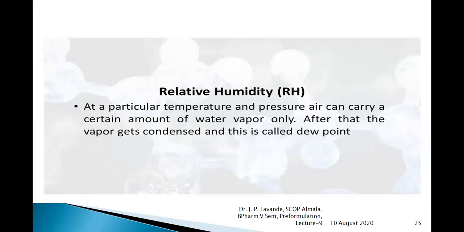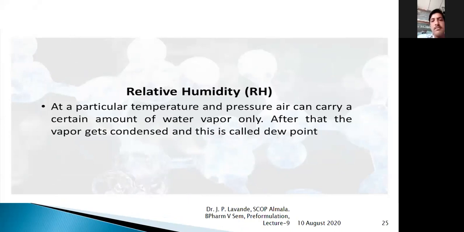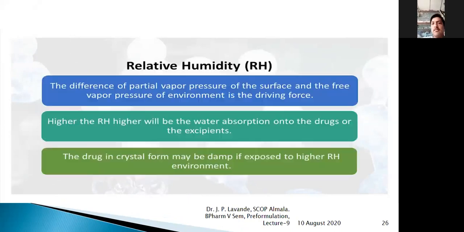Now, what is the relative humidity? At a particular temperature and pressure, air can carry a certain amount of water vapor only. After that, the vapor gets condensed, and this is called the dew point. We can see early in the morning, in the winter season, the dew accumulated on cold surfaces, on glass and metal surfaces. So there is the dew, and this is because of the relative humidity.